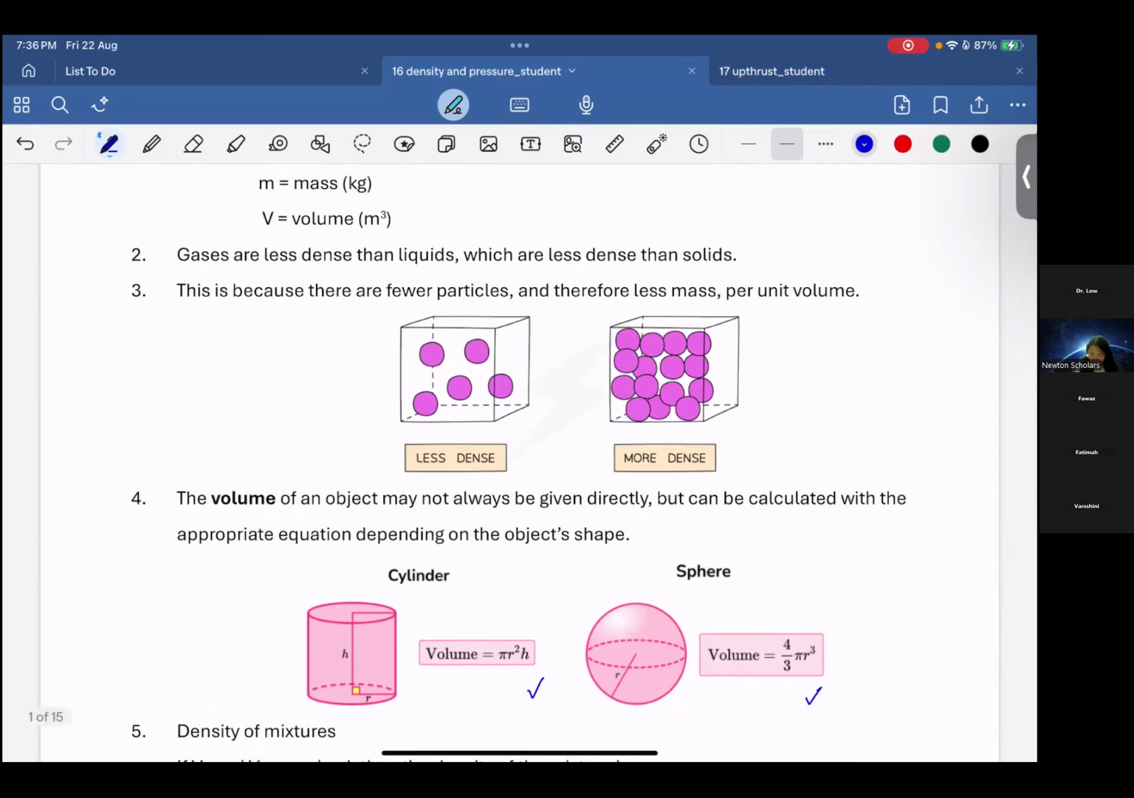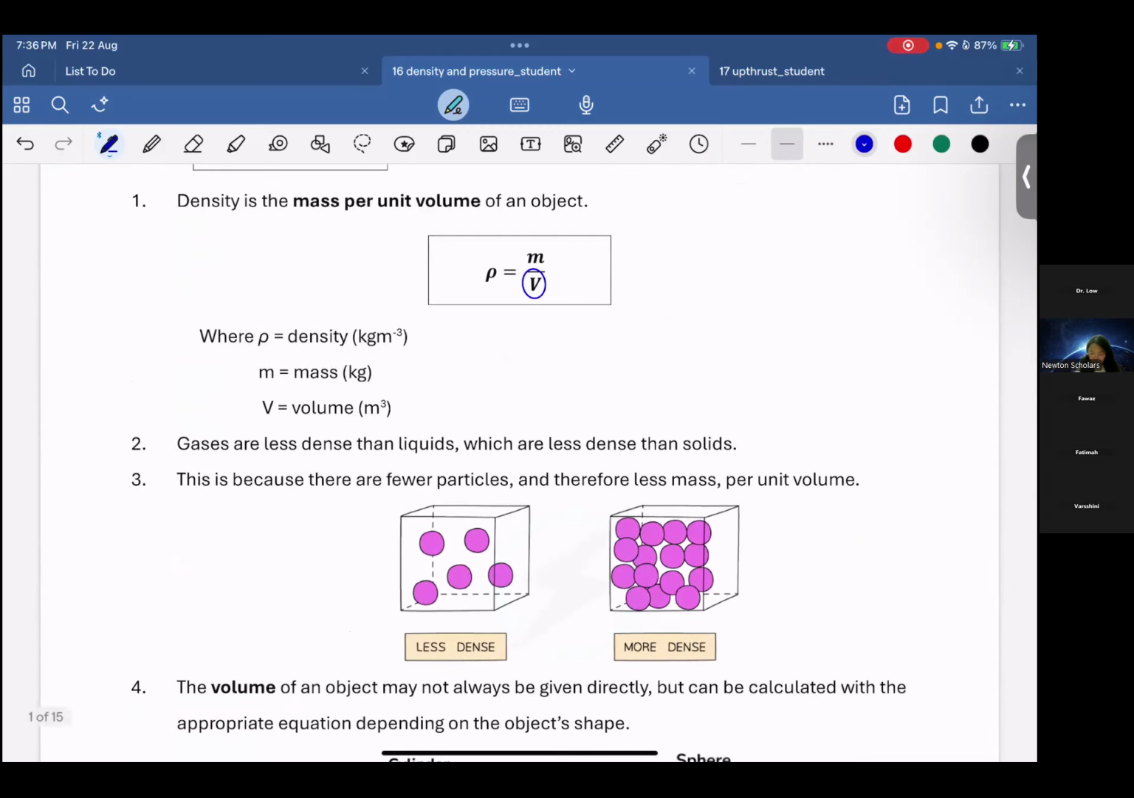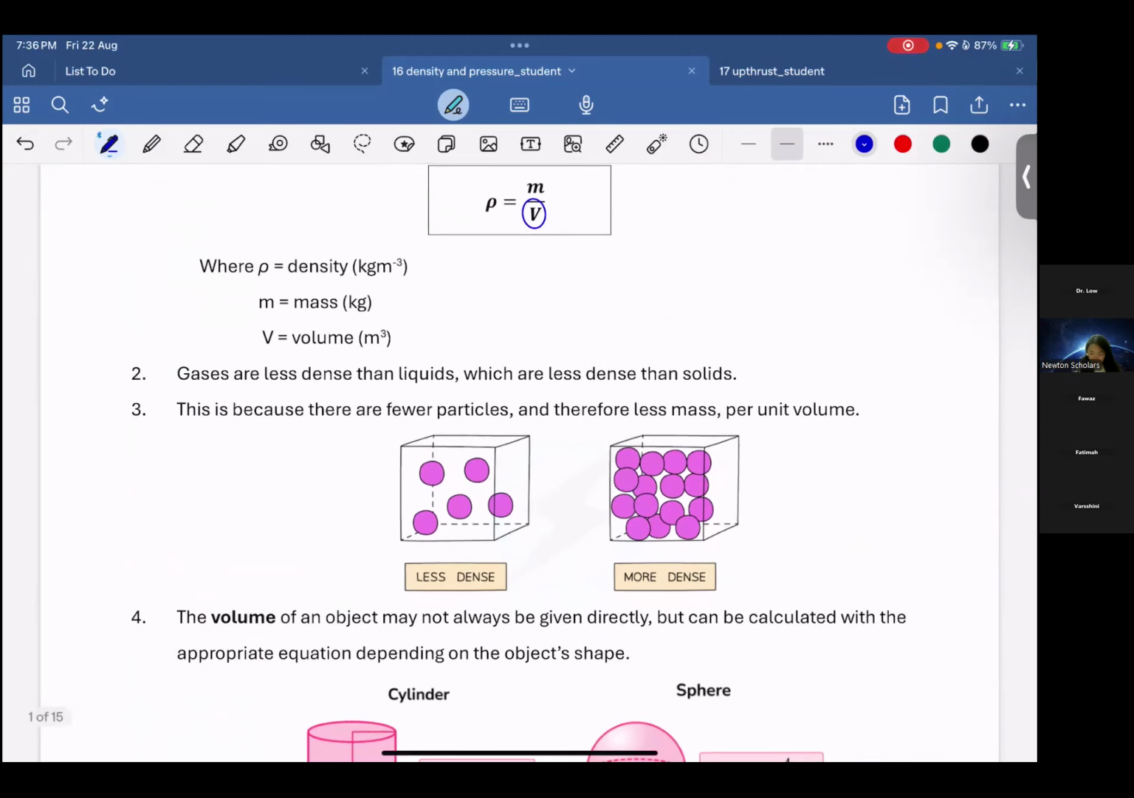Density is mass divided by volume, so the density unit is kg per meter cube. Gases are less dense than liquids, which are less dense than solids. So solid is the densest, followed by liquid, then followed by gas.